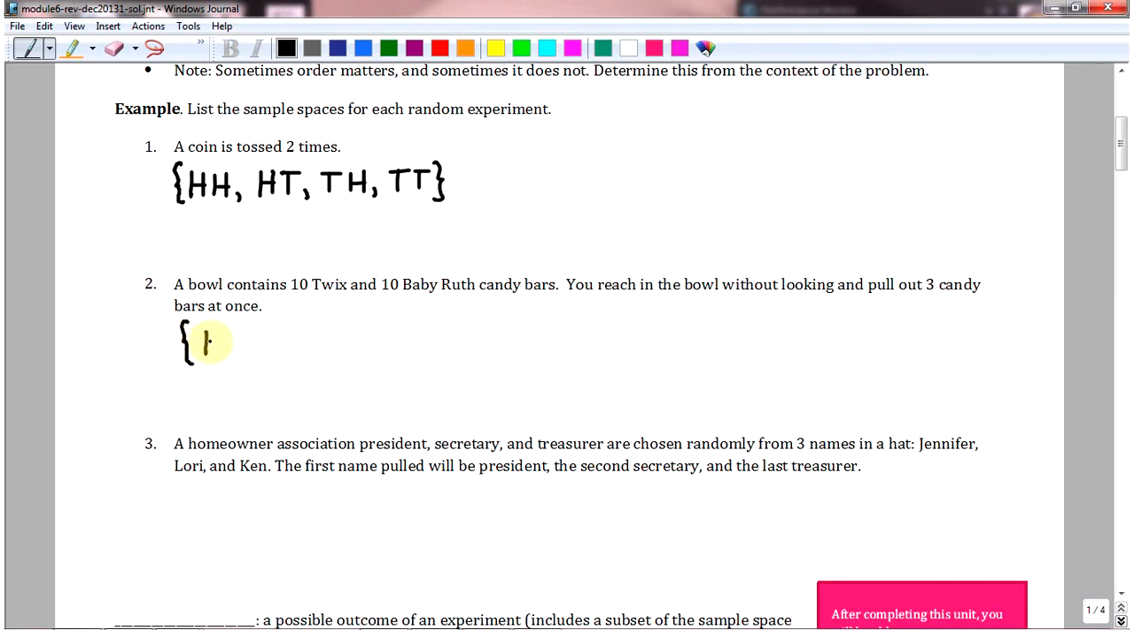Well, we might pull out all 3 Twix. We might pull out 2 Twix and a Baby Ruth. We might pull out 1 Twix and 2 Baby Ruths. Or we could pull out all Baby Ruths. So again, since we reached in the bowl and pulled them all out at the same time, the order, for example doing BBT, we don't need to list that because all of these groups of 3 were pulled out at the same time.